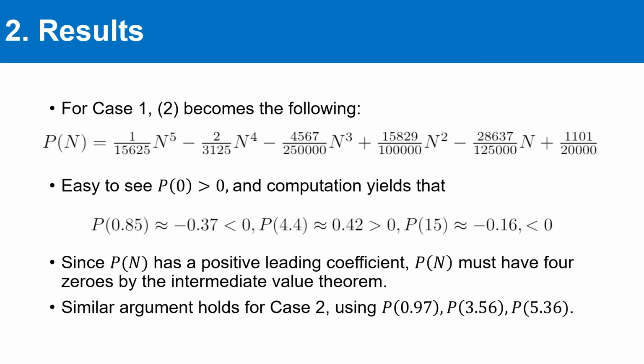We also know that p of n has a positive leading coefficient, meaning it must tend toward positive infinity as n goes to infinity. So from this we can deduce that it must essentially cross the n-axis at least four times, and thus, by the intermediate value theorem, it'll have 4 zeros. We can make a similar argument for case 2 using the n values described here for a p of n, with this determined by the coefficients as in case 2.